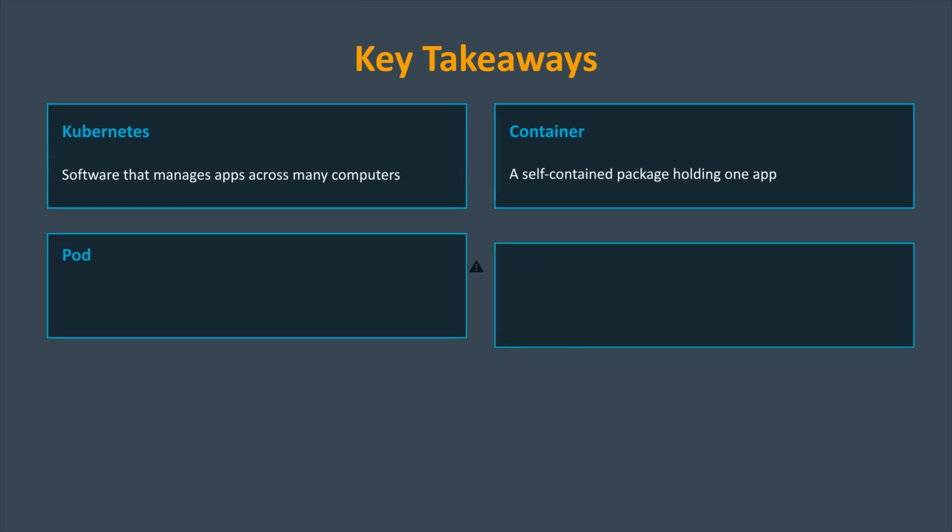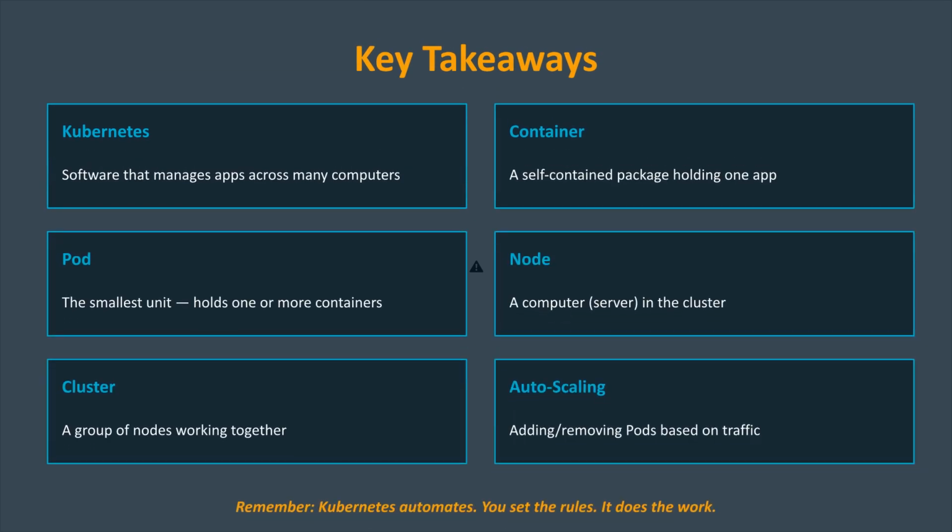In summary, Kubernetes is the manager, handling tasks like auto-scaling and monitoring. Key terms include container, pod, node, and cluster. Remember, Kubernetes automates. You set the rules. It does the work.